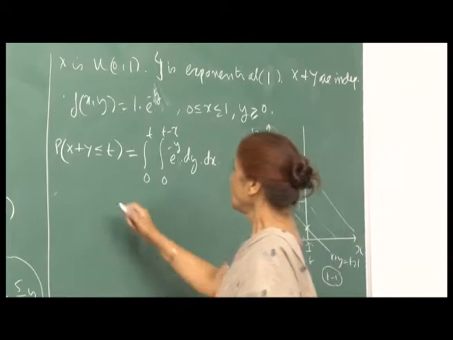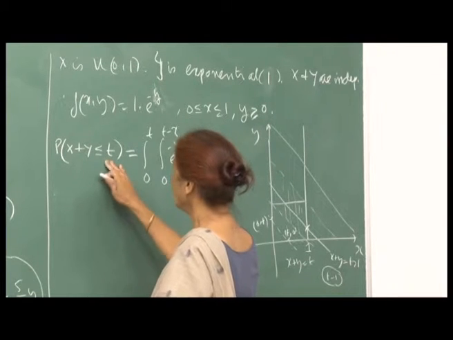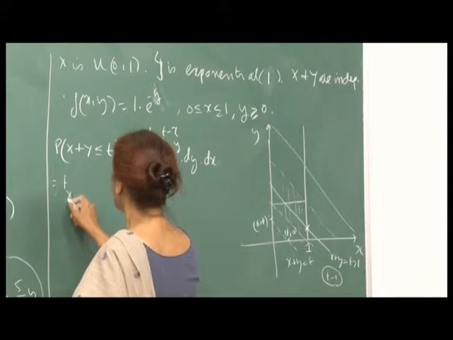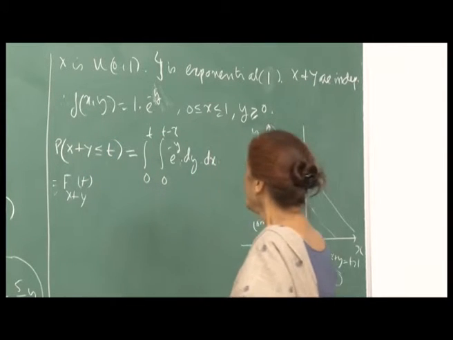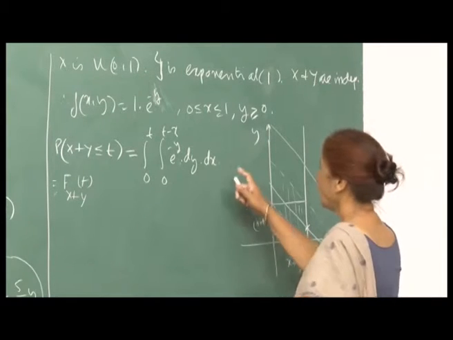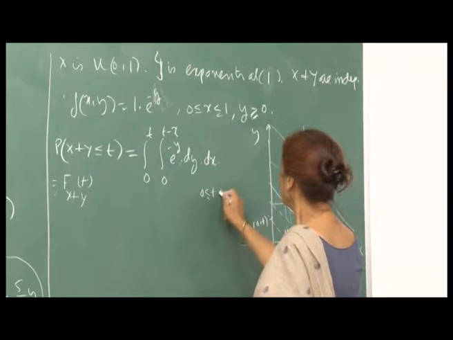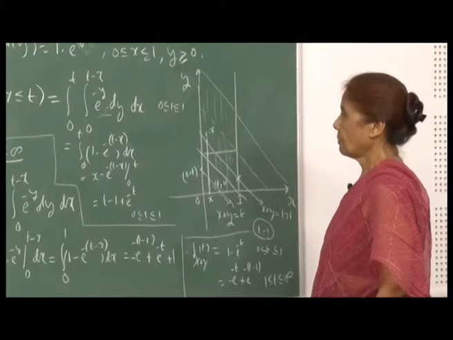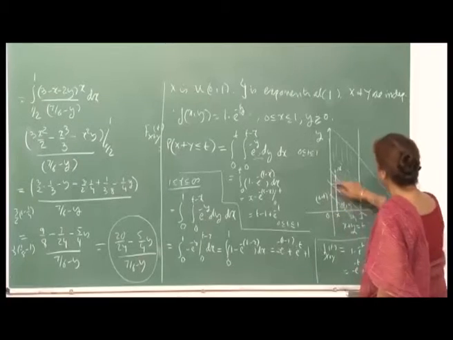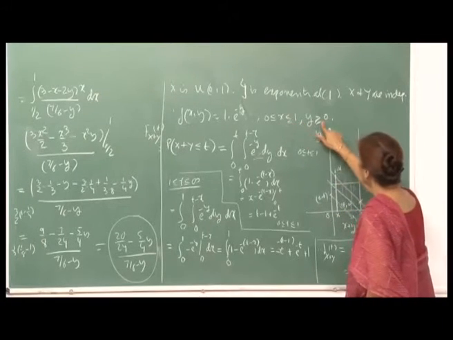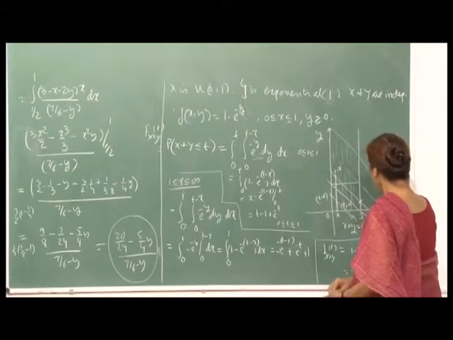Now you want to find the probability that x plus y is less than or equal to t. That means this is your F of x plus y at t. This is what we want to find out. What I have written right now is for 0 less than t less than or equal to 1. The region of integration, as I had told you, is x between 0 and 1 and y non-negative, going to infinity.